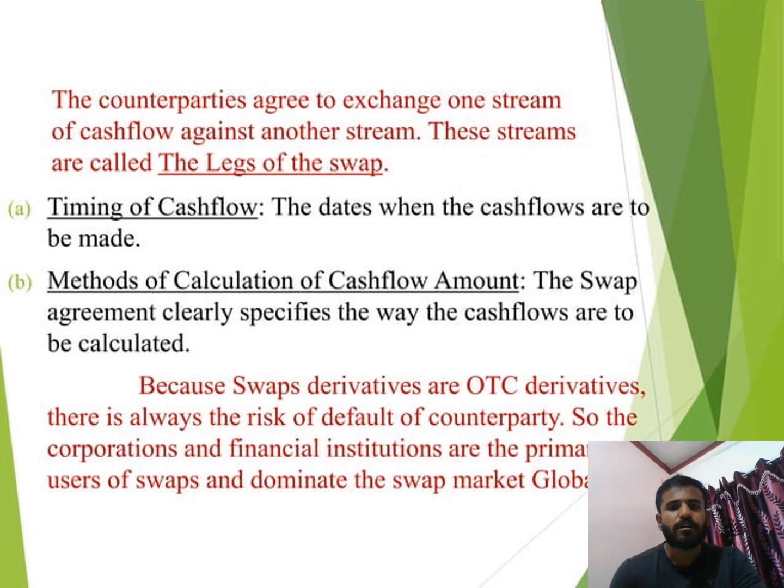The counterparties agree to exchange one stream of cash flow against another stream. These streams are called the legs of the swap. The agreement specifies the timing of cash flow, the dates when the cash flows are to be made, and the methods of calculation of cash flow amount. The swap agreement clearly specifies the way the cash flows are to be calculated. Because swaps are OTC derivatives, there is also a risk of counterparty default. Corporations and financial institutions are the primary users of swaps, and they dominate the swap market globally.